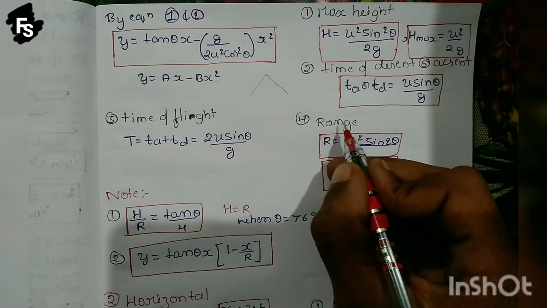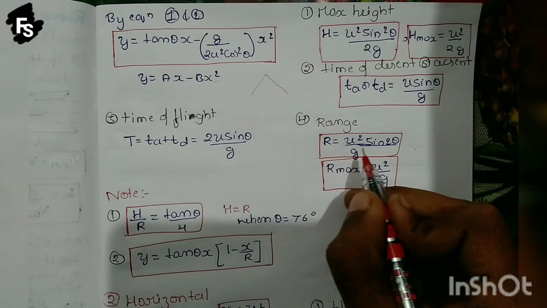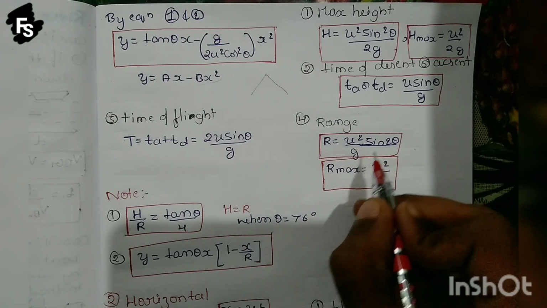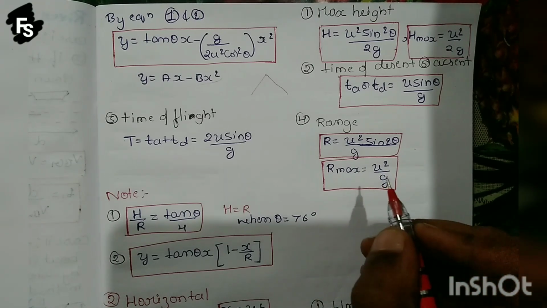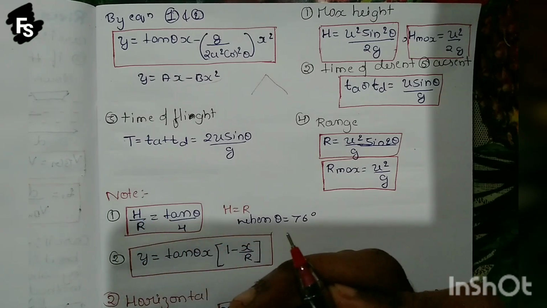Next, fourth, range. Range means the horizontal distance traveled by the object. R is equal to u square sin 2 theta by g. Maximum range is equal to u square by g. Next, we move on to very important note points.